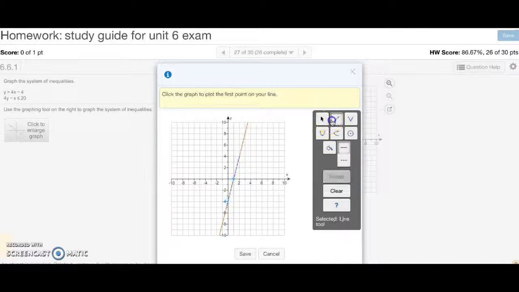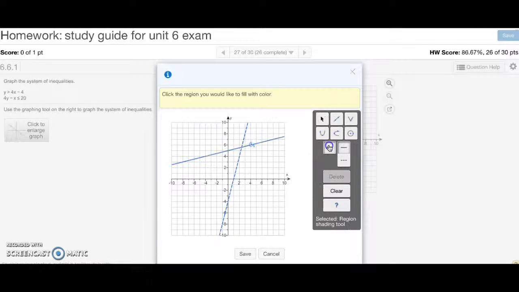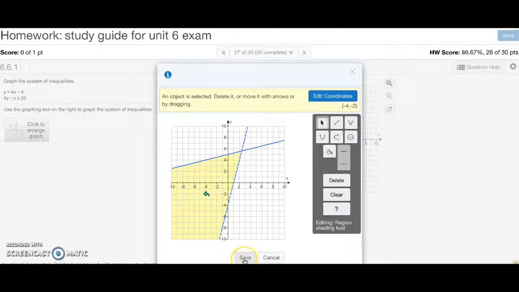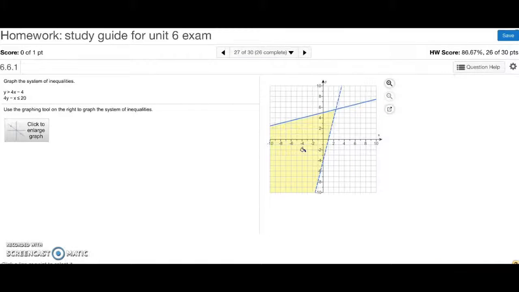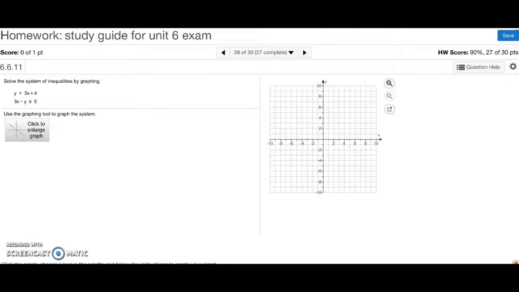So that one's going to be a solid line, and I start at 5, and I have 1 over 4 for my slope, so I go up 1 over 1, 2, 3, and 4. My overlapping portion we said was here at the green part. So I'm going to shade just that portion, nothing else, just the overlapping part. Press save, check answer, and there's my graph for 27.